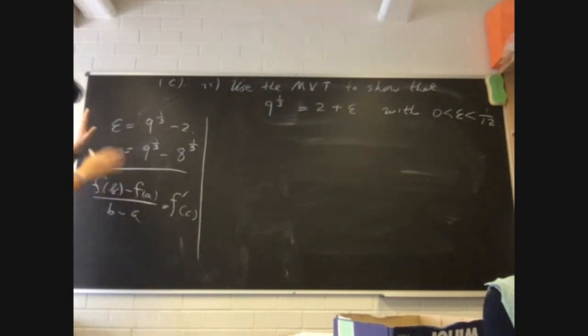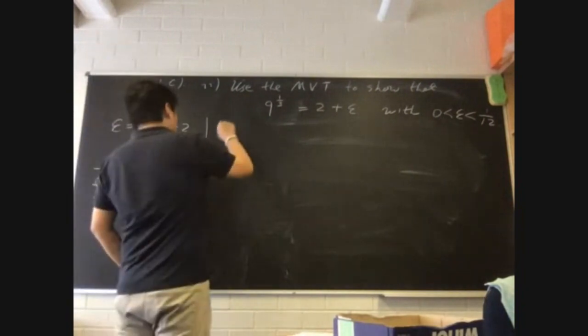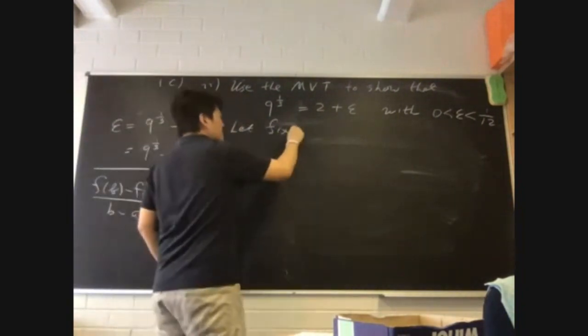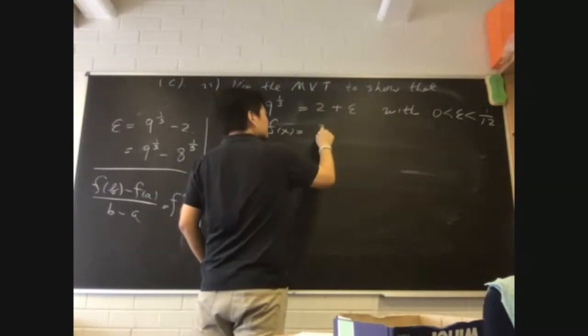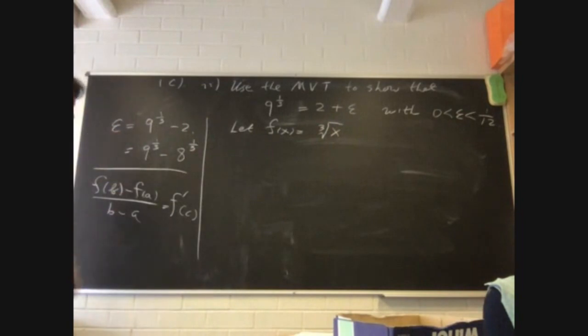So just thinking along these lines, it seems that the mean value theorem should be relevant here. If f is the cube root function, then upstairs I have f of something minus f of something else. That's precisely what I want to have bounds on, right? So okay, let's do that. Let f of x be the cube root function. So epsilon here is really just f of 9 minus f of 8.